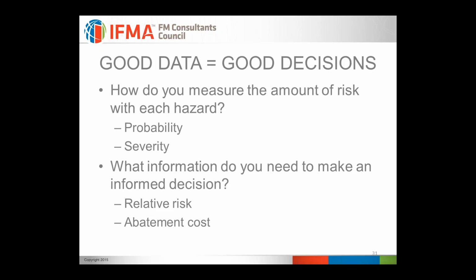But then the other piece is the whole relative risk, and how much will it cost to mitigate that risk, right? If all I have is just a list of items that need to be addressed, I really don't have any idea of which of those hazards are the ones that might pose the greatest risk.